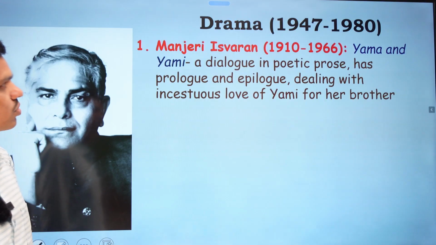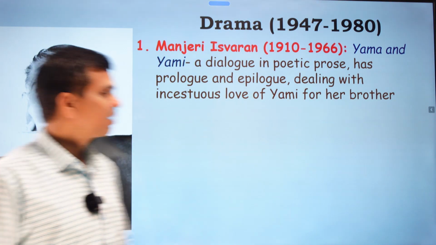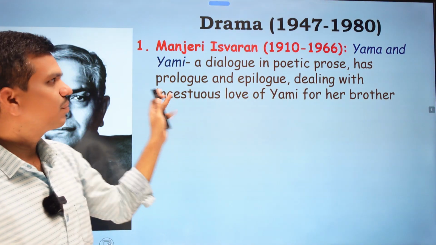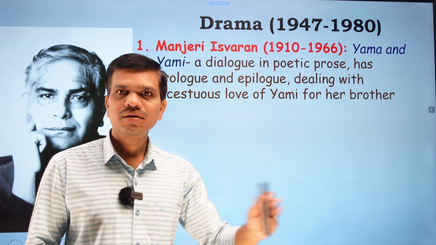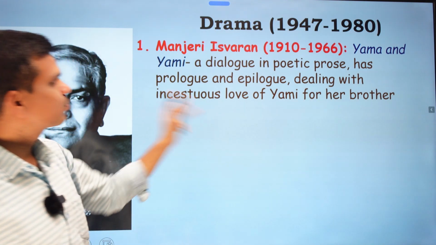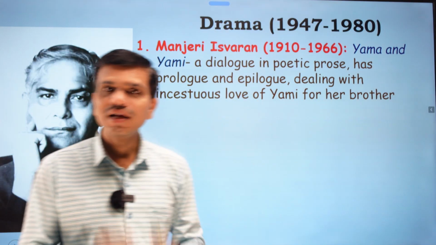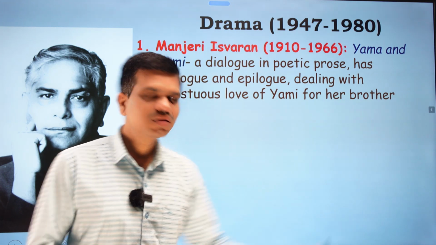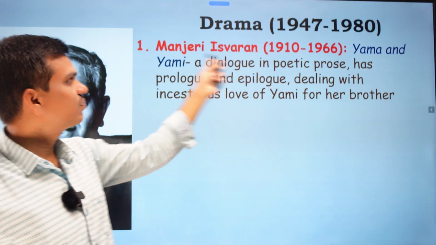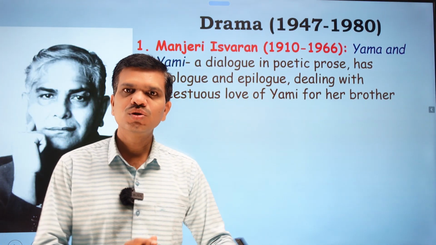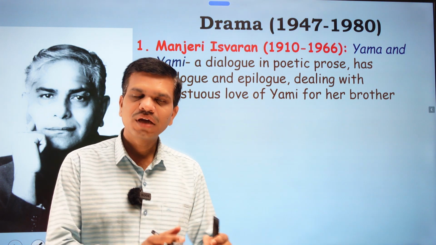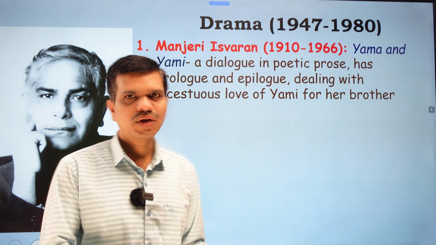Now let's talk about some of the major contributors to drama. Very first we have Manjeri Ishwaran, and she composed Yama and Yami. This is a very different kind of play in English. It is in the form of dialogue in poetic prose, and it has a prologue and epilogue, and it deals with the incestuous love of a sister towards her brother. Here you can see Yami's love for her brother Yama. So this is the drama of Manjeri Ishwaran. The tradition of poetic drama, already started by Rabindranath Tagore, Sri Aurobindo and others, is carried forward by Manjeri Ishwaran and other dramatists.